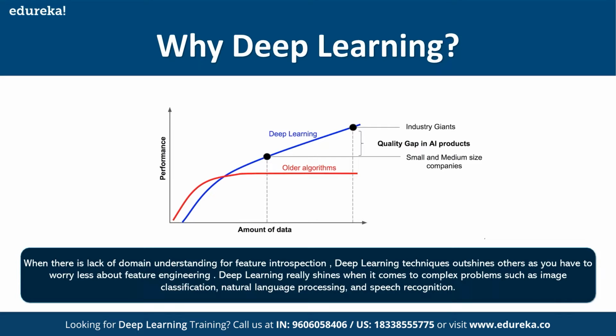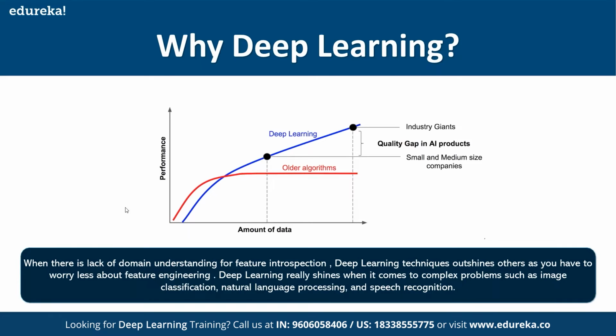And even as the data size increases, my deep learning model performs better and better as it starts getting more data, which is not the same with the traditional algorithms that we have. That is the reason deep learning is being used in various domains. It is used in complex activities such as image classification, natural language processing, speech recognition. In all those areas, deep learning outshines the traditional machine learning approach.